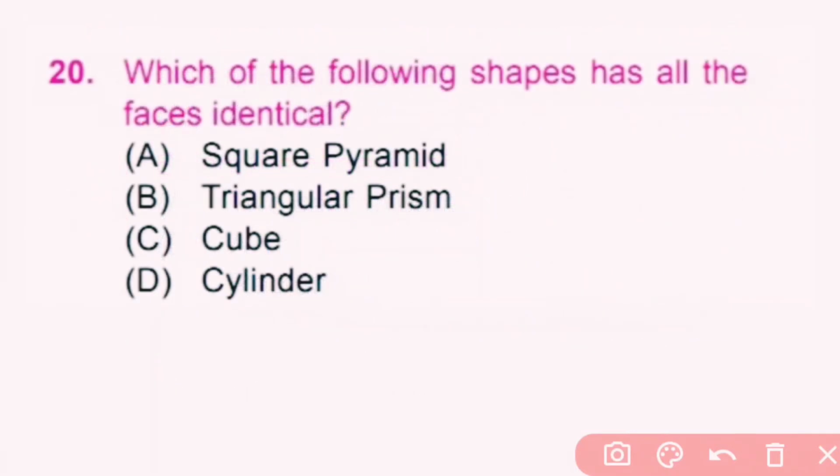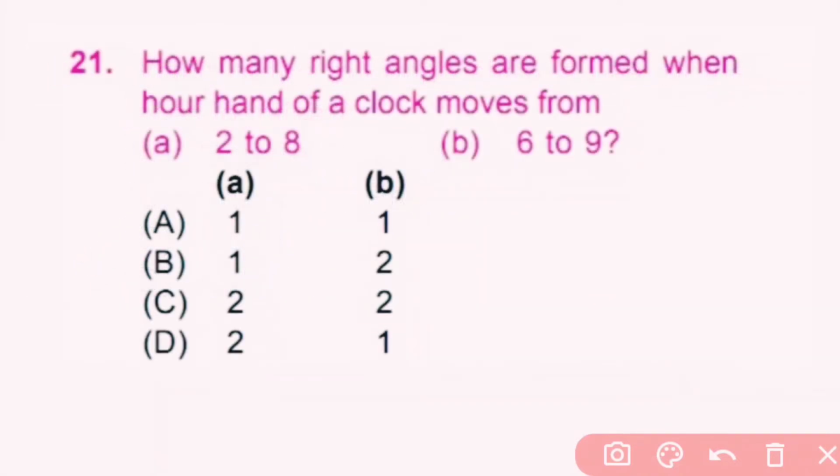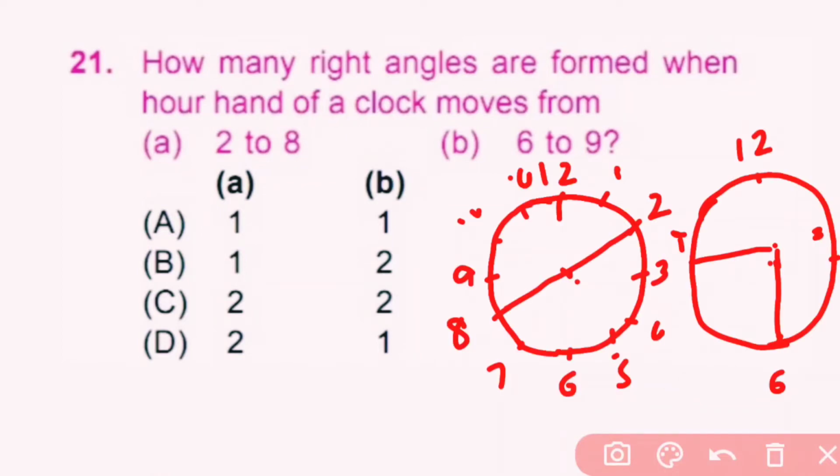Question number 20. Which of the following shapes has all the faces identical? In a cube all the faces are identical. So here C is the correct answer. Question number 21. How many right angles are formed when the hour hand of a clock moves from A, 2 to 8, and B, 6 to 9? From 2 to 8 it will make 2 right angles, and from 6 to 9 it will make 1 right angle. So here D is the correct answer.